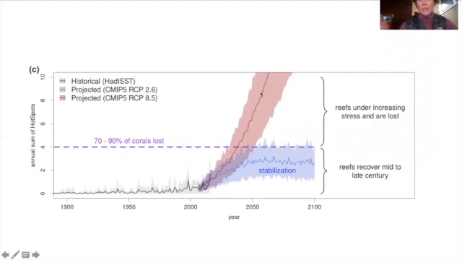In the red version, business as usual, we lose corals in the next 30 years. They're gone from the planet. In version 2, we lose most of the corals, but some of them recover by the turn of the century, 2100. It's not good. It's not good.